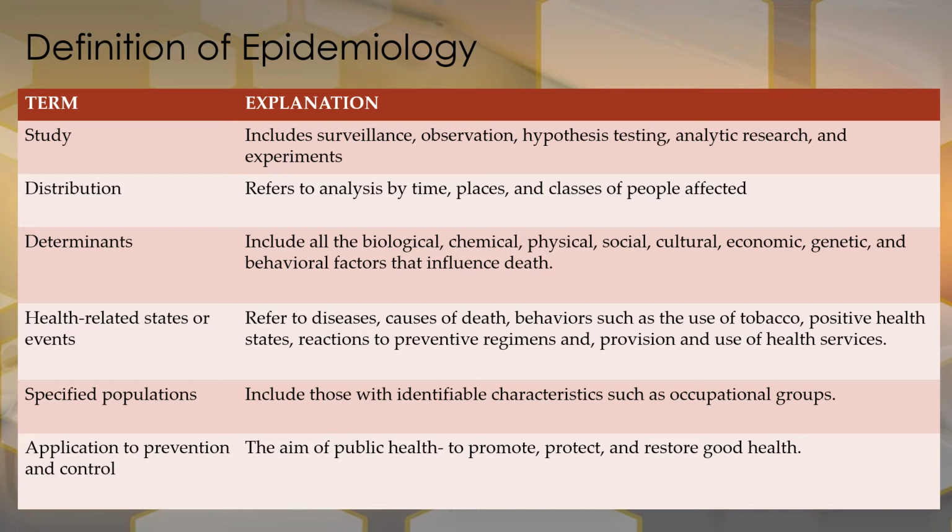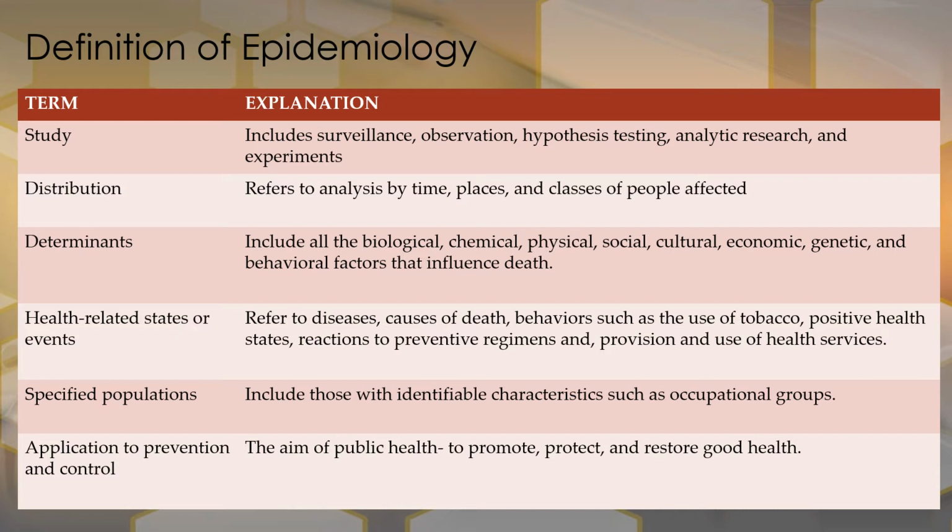When we say health-related states or events, these refer to diseases, causes of death, behavior such as the use of tobacco, positive health states, reactions to preventive regimens and provisions, and use of health services. So health-related states basically refers to anything, including disease and behaviors, that could affect the health of a person, or in epidemiology, the health of a specific population or a specific community.